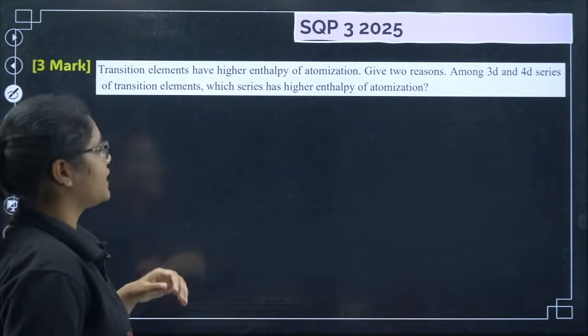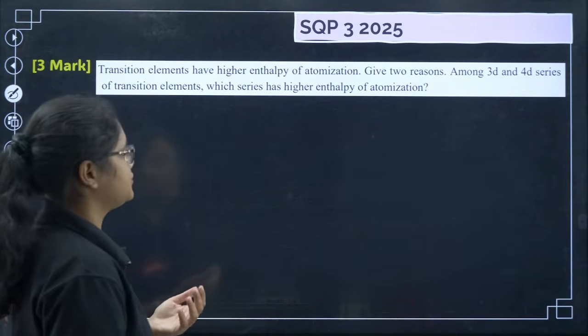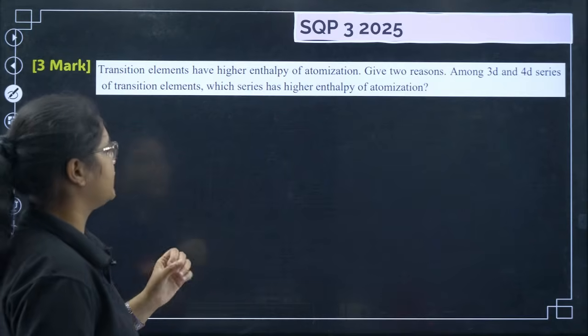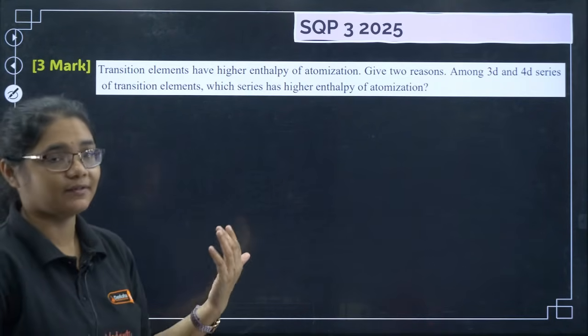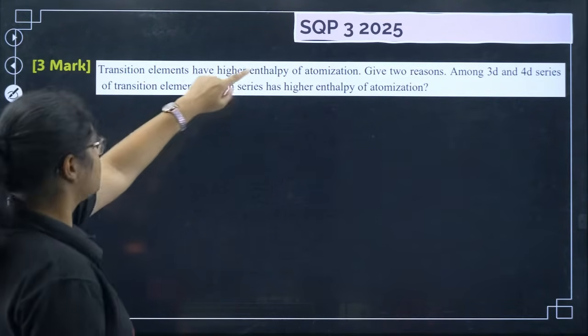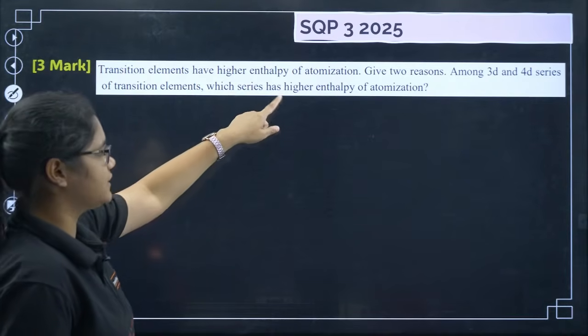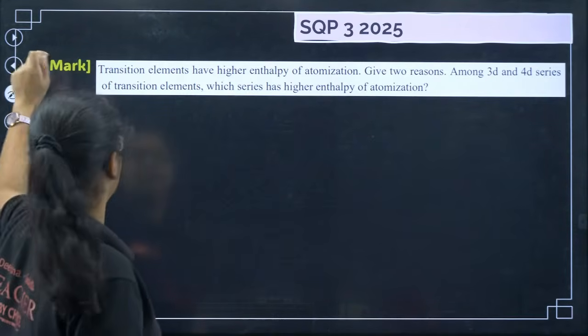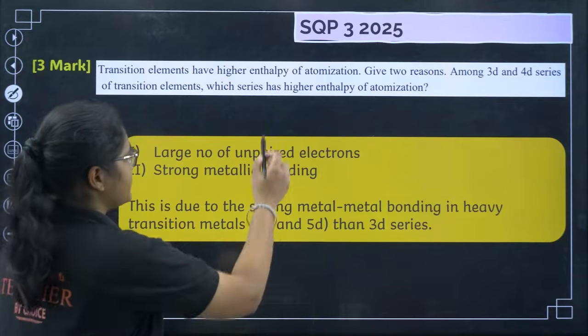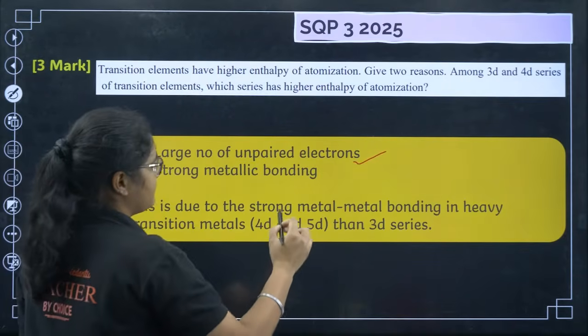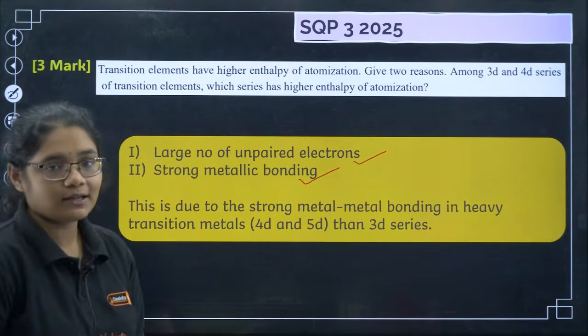Next we have: transition elements have higher enthalpy of atomization. Give 2 reasons, and then among 3d and 4d which one will have higher enthalpy of atomization. So 2 reasons will give you 2 marks, and answering this part will give you 1 mark, so total 3 marks. So first of all, they have higher enthalpy of atomization because of unpaired electrons and strong metallic bonding.